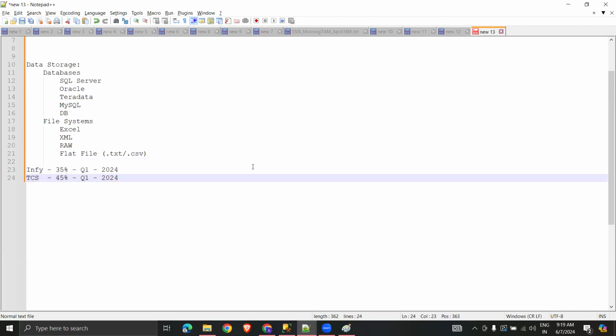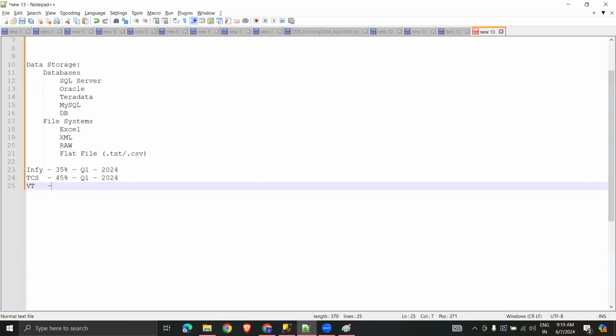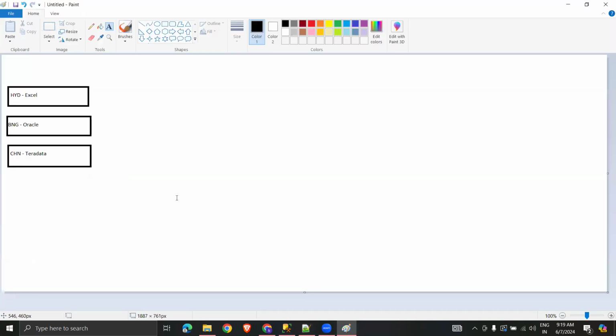In the same way, what is the total revenue generation from all three branches? I want to know the same information. Vinay Technologies, what is the total revenue percentage for quarter one, 2024? Right, sir? So, in order to know that, I am asking, hey, give me the reports. What is the total revenue generation from all the branches? But I received three different reports. One is from Hyderabad, one is from Bangalore, another one is from Chennai. So how many reports do I have?